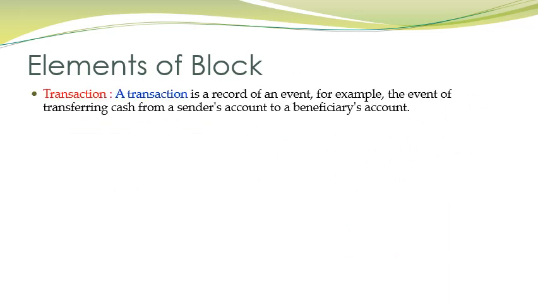Then we will see what the elements of a block are. The first element is the transaction. A transaction is a record of an event. For example, if we want to transfer some money, some bitcoins from one node to another node, then some node will initiate the transaction for transferring the bitcoins or some cryptocurrency.